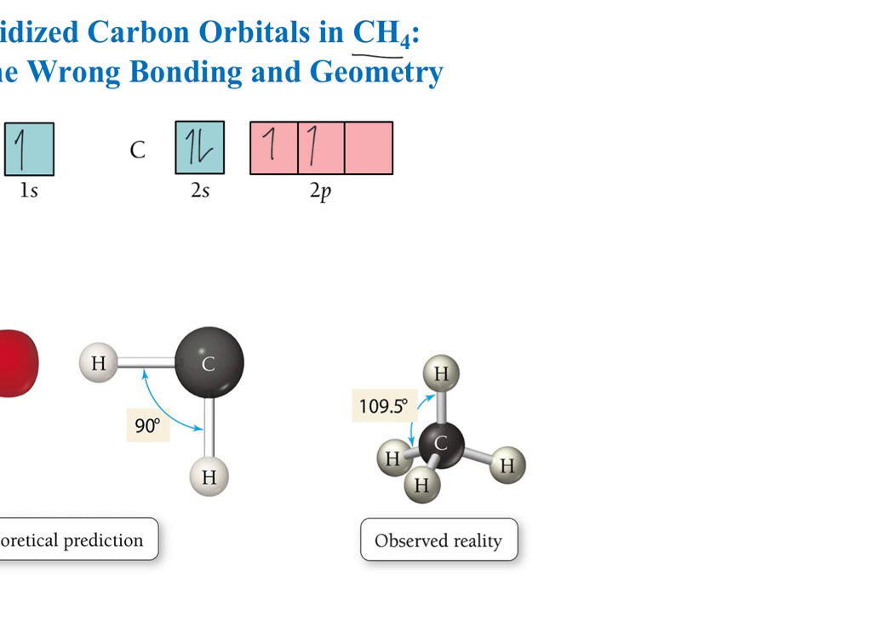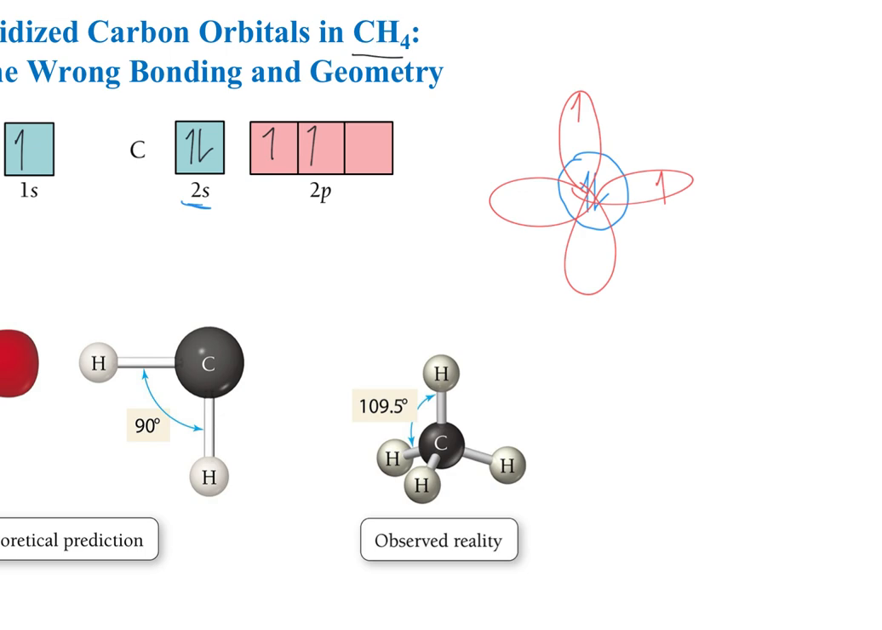Let me draw it blue. An s orbital that's spin paired, right? That's this orbital. And then I have 2 p orbitals. We'll just draw them. There's one on the y-axis and one on the x-axis. Okay, and they each have 1 electron in them.